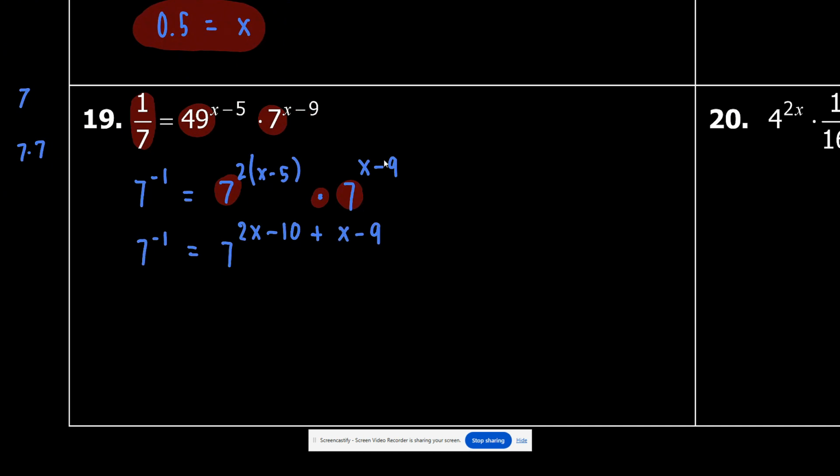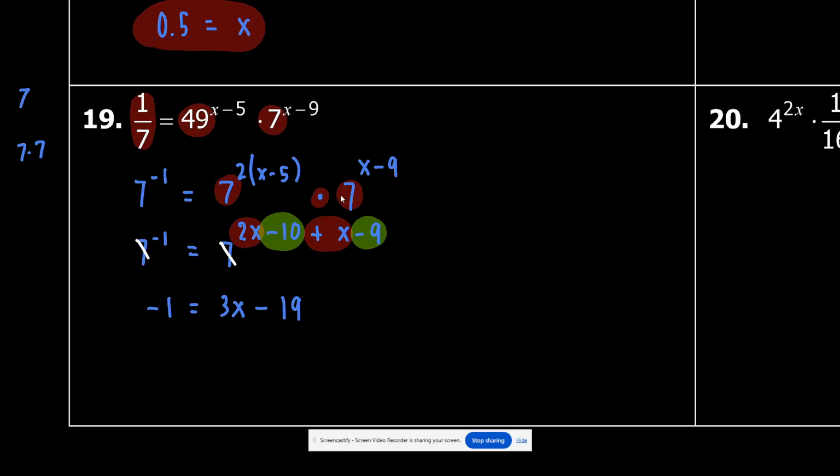Now, you could go ahead and simplify this, but I'm going to do that in just a second. What I'm going to do now is recognize that I am down to only one base of 7 on both sides. So if those have the same base, again, the whole purpose of us doing this is so we can drop the base. So here's what I'm left with. Here's what I'll solve. Negative 1 equals, now let's get these like terms together. What is 2x plus 1x? 3x. And what is negative 10 minus 9? That's negative 19.